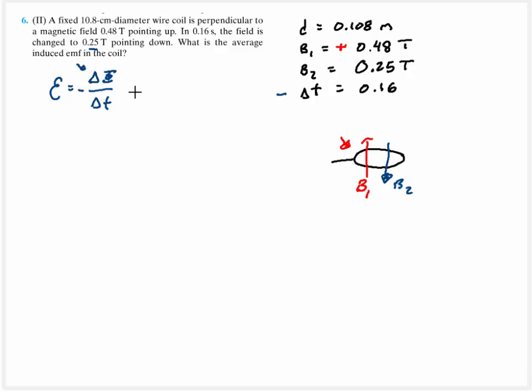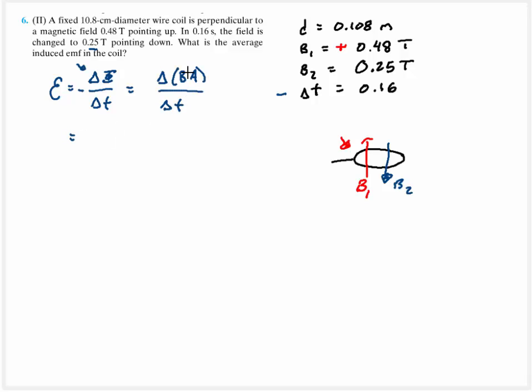EMF, change in flux over change in time. And the negative sign really just tells you a direction. We don't care about that right now because it's not asking for the direction. We just want the magnitude, so I'll just leave that off. So flux is defined to be equal to the magnetic field multiplied by the area over our change in time.